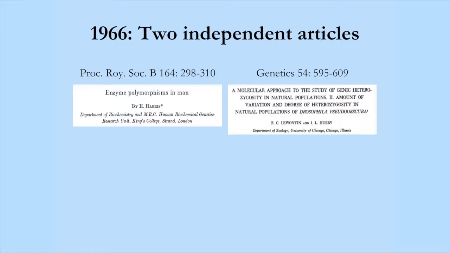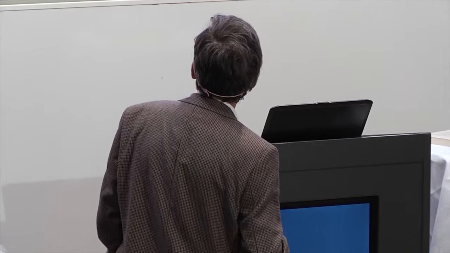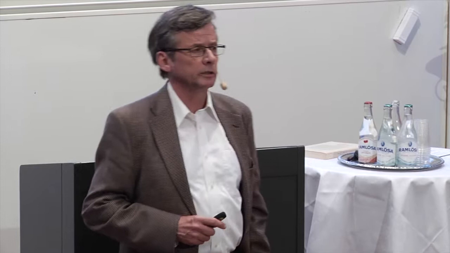We start here. Two papers in 1966. Harry Harris had been at a conference at the Royal Society in London. He was on his way to move to the Galton Institute, and there he spoke about enzyme polymorphism in man. Later, but not much, the same year, very similar results were produced by Lewontin and Hubby. It's a two-paper series. The first one was Hubby and Lewontin, about the methodology.